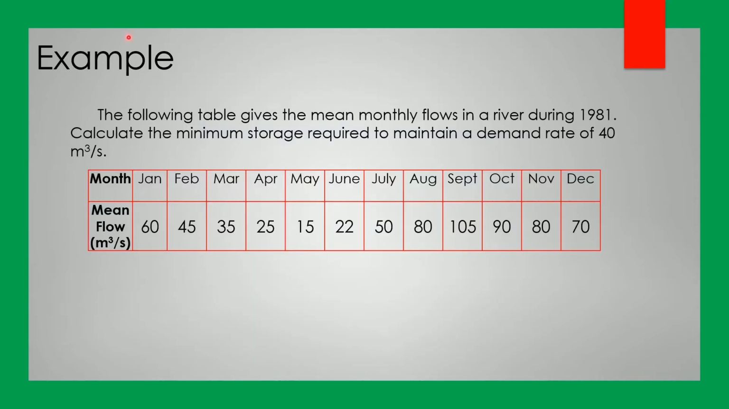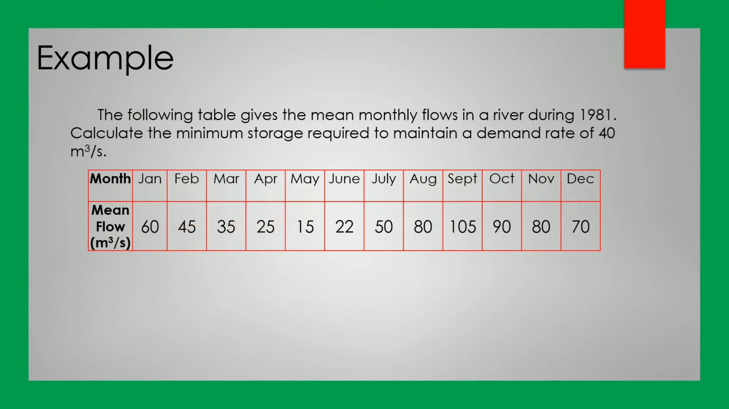Another example. The following table gives the mean monthly flows in a river during 1981. Calculate the minimum storage required to maintain a demand rate of 40 m³ per second. So we have the months January to December. The mean flow is 60 in January, 45 in February, 35 in March, 25 in April, and so on.